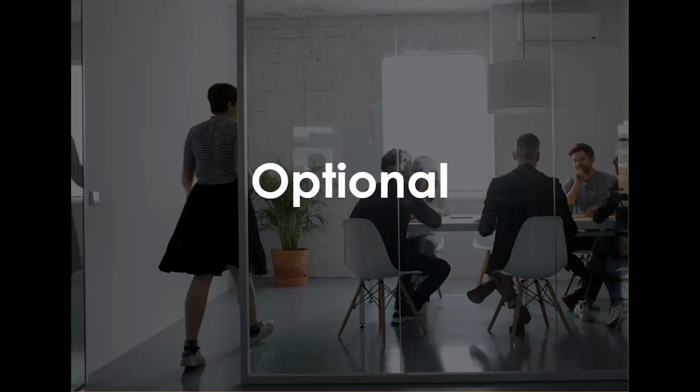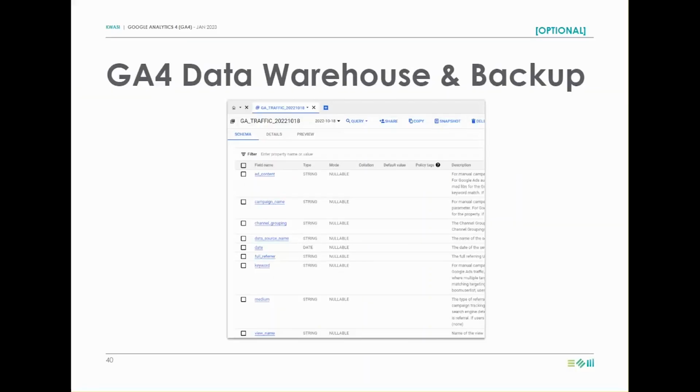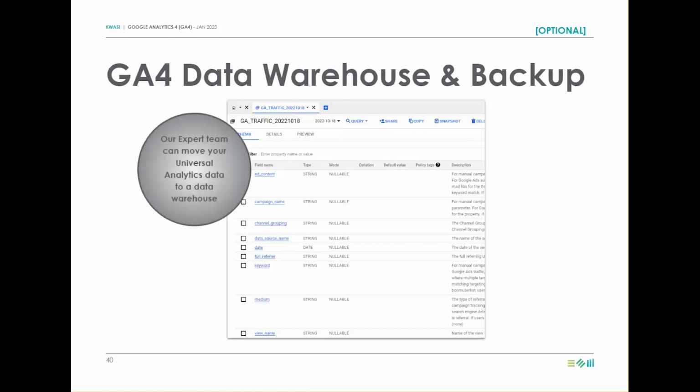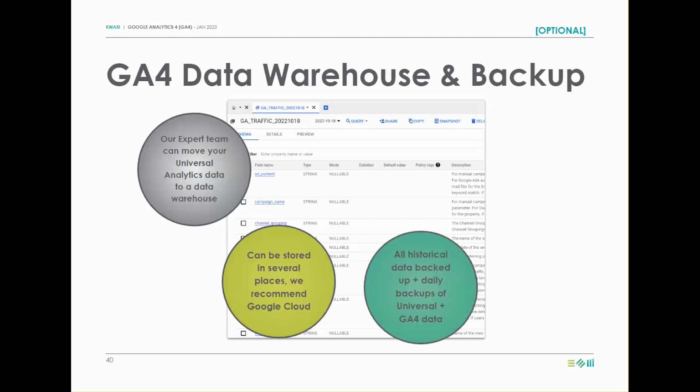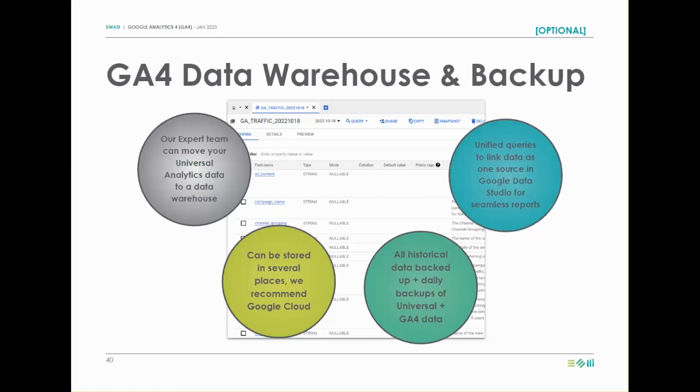However, there are some additional optional components that can be included as part of the initial setup, included down the track, or not at all. Should you need access to your Universal Analytics data, remember, it will stop collecting after July 1st, 2023 and only be accessible for at least 6 months. Our expert team can move your Universal Analytics data to a data warehouse. It can be stored in several places, and we recommend Google's BigQuery. We can back up all historical data plus daily backups of Universal Analytics or GA4 data. Unified queries can be designed to link the data as one source in Looker Studio for seamless reports.